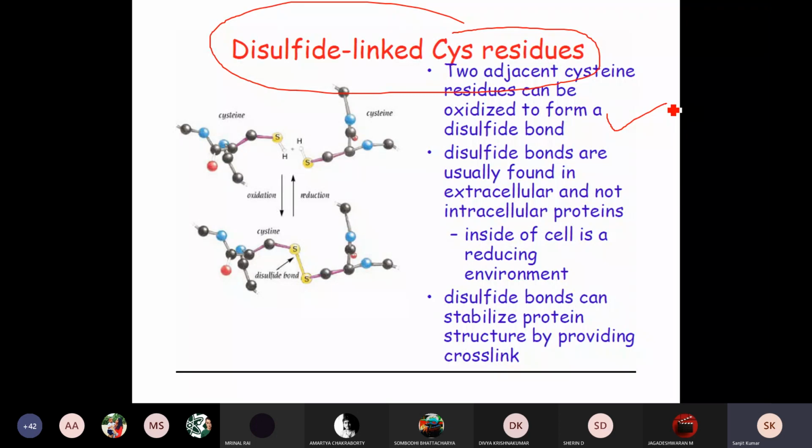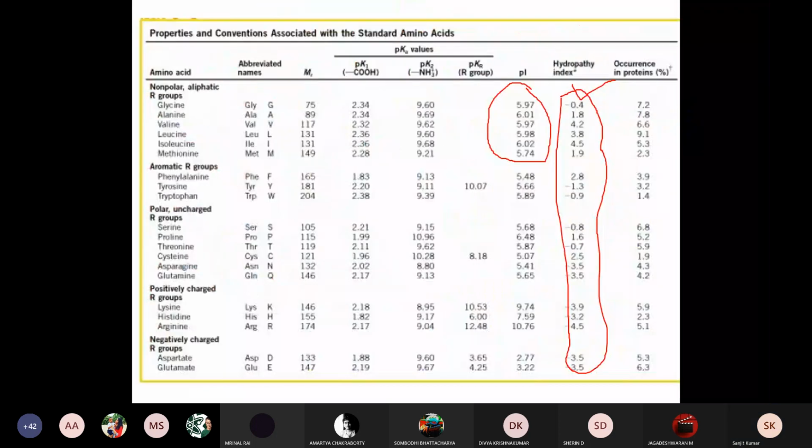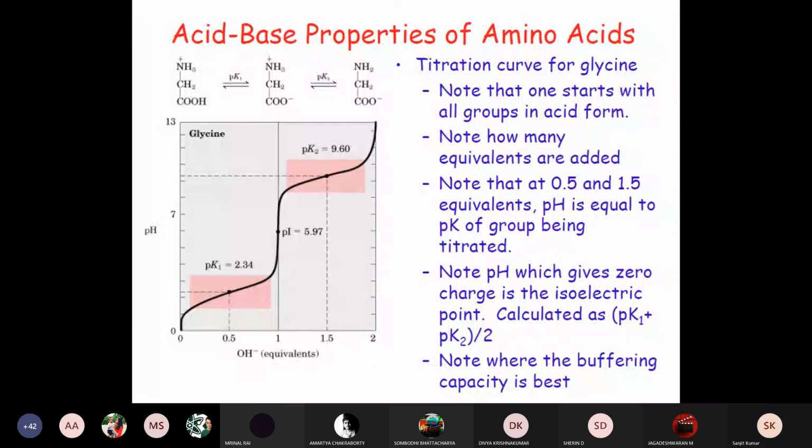Very good. So one question: if you know the disulfide bond, why do extracellular proteins contain disulfide bonds? What is the reason? Intracellular proteins have less disulfide bond, or no disulfide bond. What is the reason? Do you know cell biology a little bit? Do you people have a subject on cell biology? Yes, sir. Okay, just go through the cell biology course.